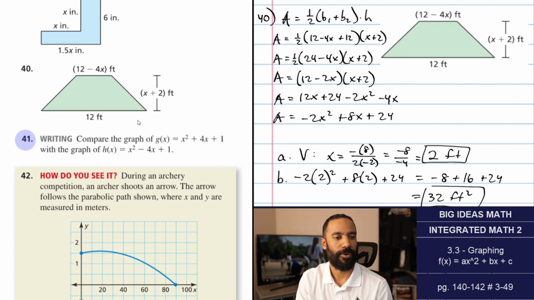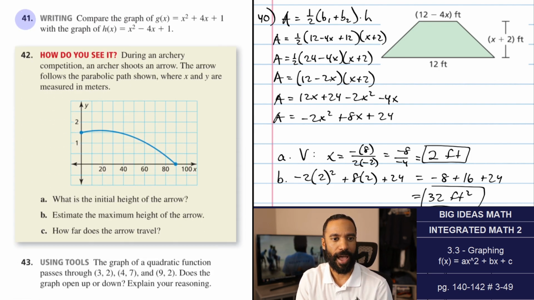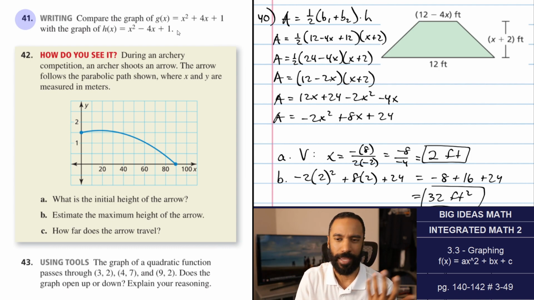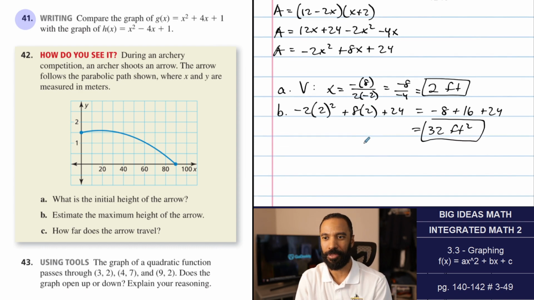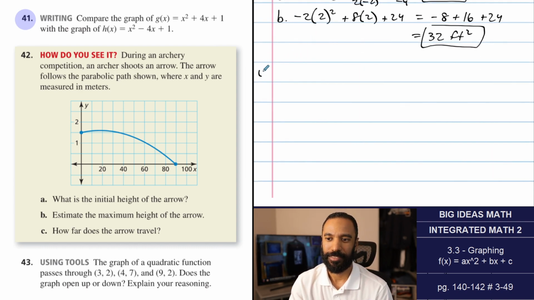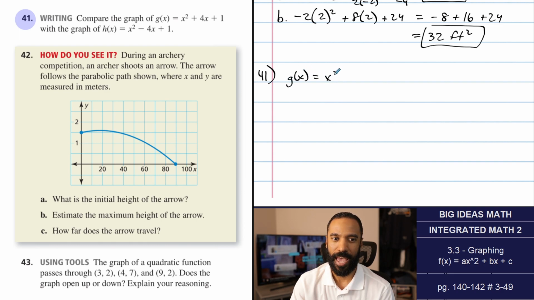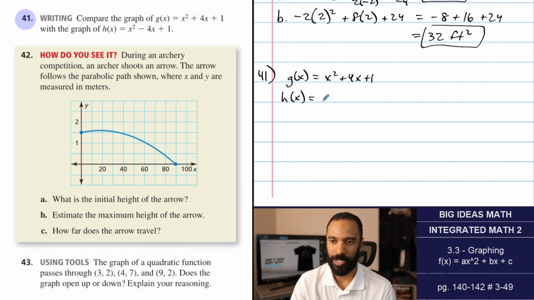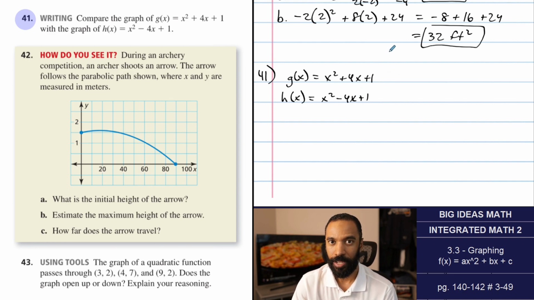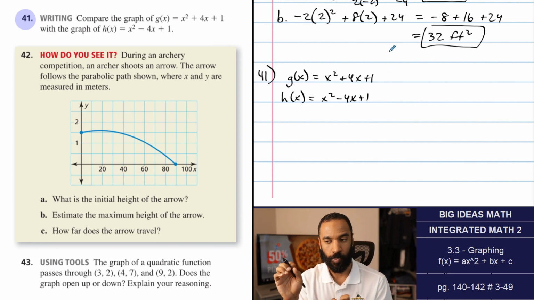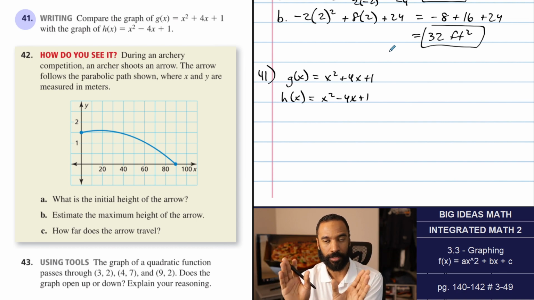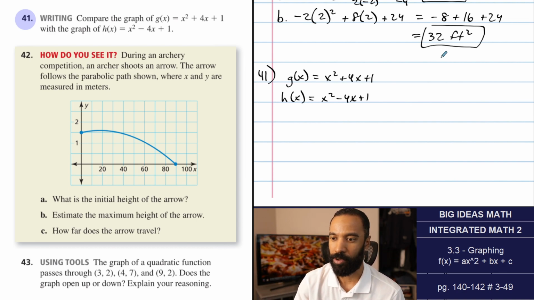Okay, number 41. Compare the graph of this with the graph of this. Oh, yeah, duh. We do some graphs. I was thinking about other things. All right, number 41. We have g of x equals x squared plus 4x plus 1, and h of x equals x squared minus 4x plus 1. Don't assume they're anything alike each other. I mean, they'll both go up, like stretch factor is 1, but don't assume that they're just left and right of each other. I make no assumption of that whatsoever.